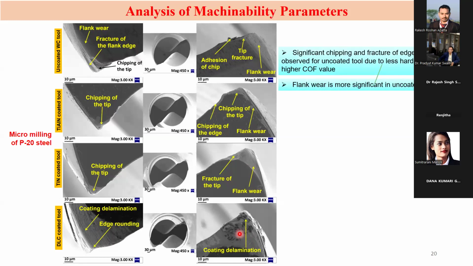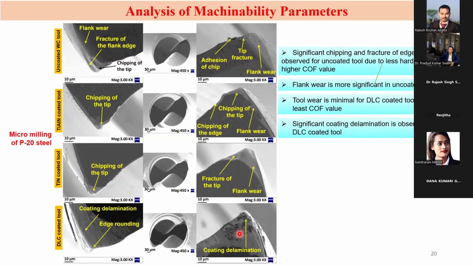So here you can see that the flank wear is significant for the uncoated tool and the tool wear is minimal for the DLC coated tool, because the DLC coating is a combination of graphite and diamond properties, the sp2 and sp3 properties are there.